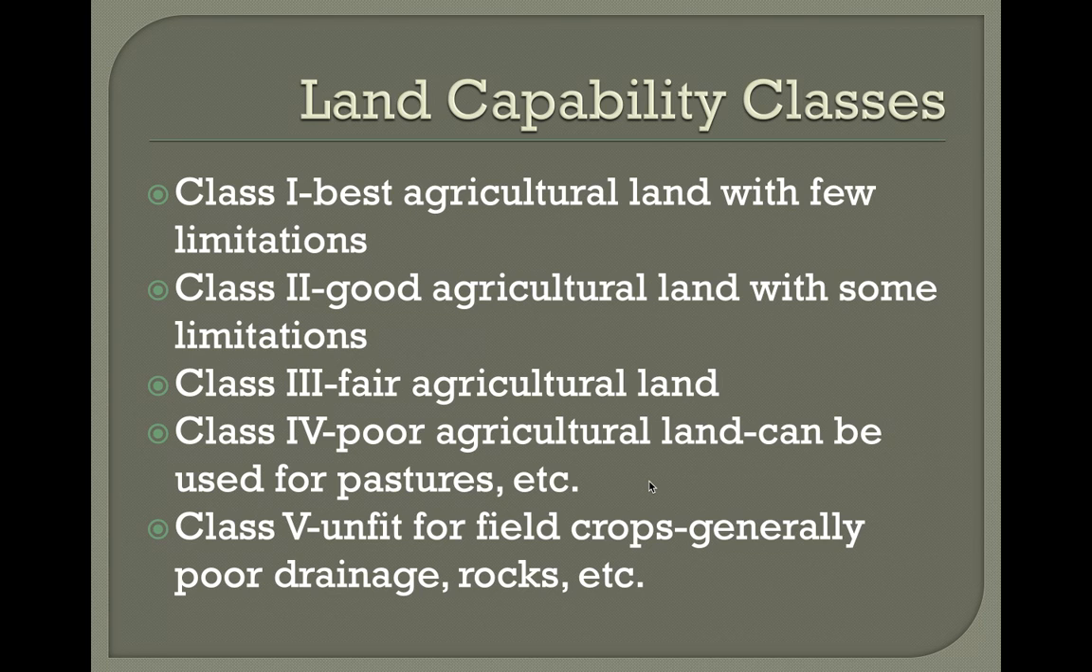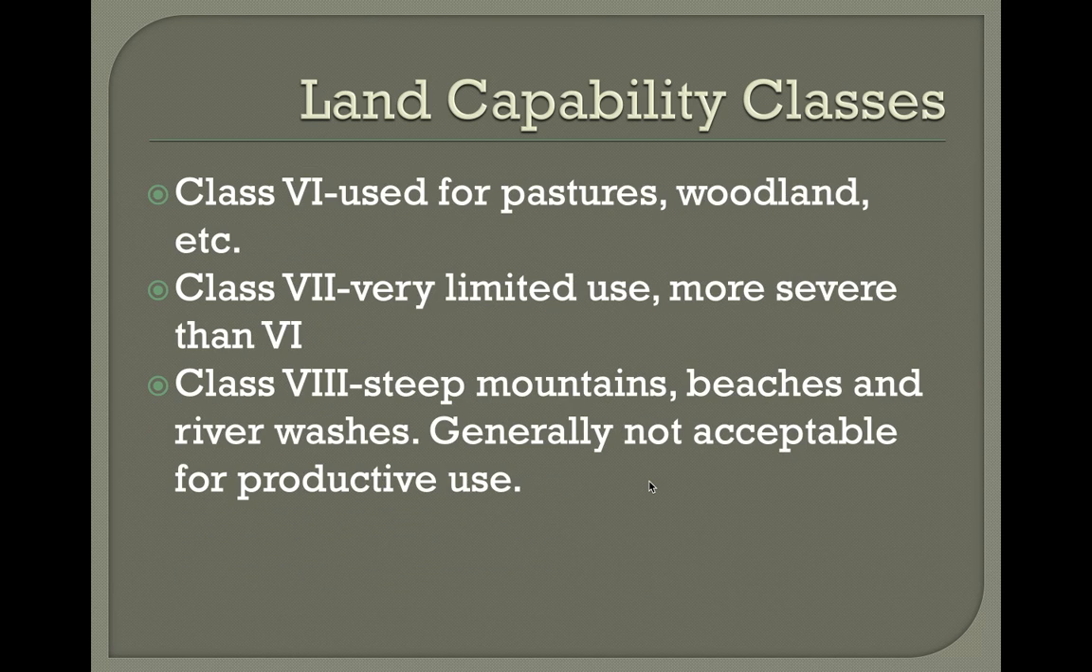When you get into Class 5, you're really not going to want to put crops on it. Usually you've got drainage issues, rocks, or something like that. When you start getting down into the 6, 7, and 8 category, you're looking at very limited uses for these types of soils. Pasture, woodland, wildlife habitats, Christmas tree growth, steep mountains, beach. Usually it's not very good as far as productive use, but it can be used for wildlife purposes and recreation purposes.